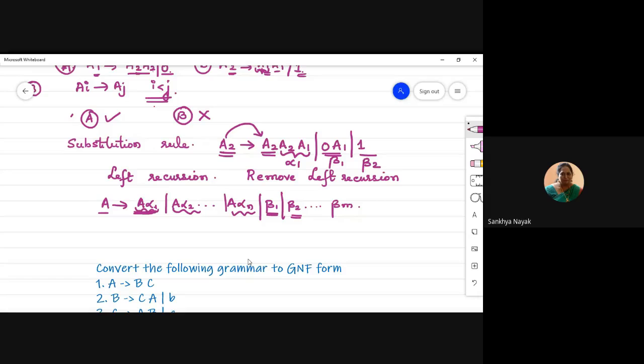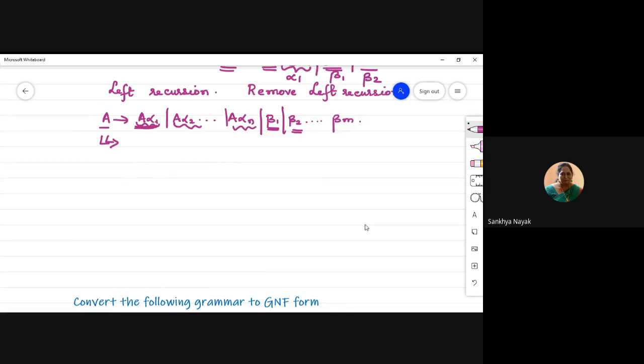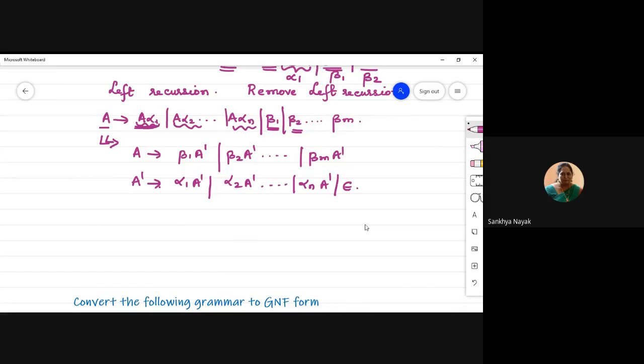Okay, beta 2. So what does the rule tell me now? How do I remove the recursion? I will rewrite anything in the form of A alpha 1, A alpha 2, etc., using this. I will write A derives beta 1 A dash, beta 2 A dash. A dash is some term that you are introducing newly. It can be A dash, X, Y, Z, anything, and beta m A dash. And what is A dash? A dash will be these alpha terms, alpha 1 A dash, alpha 2 A dash, like that, alpha n A dash, and epsilon. So we are going to convert it into this format.